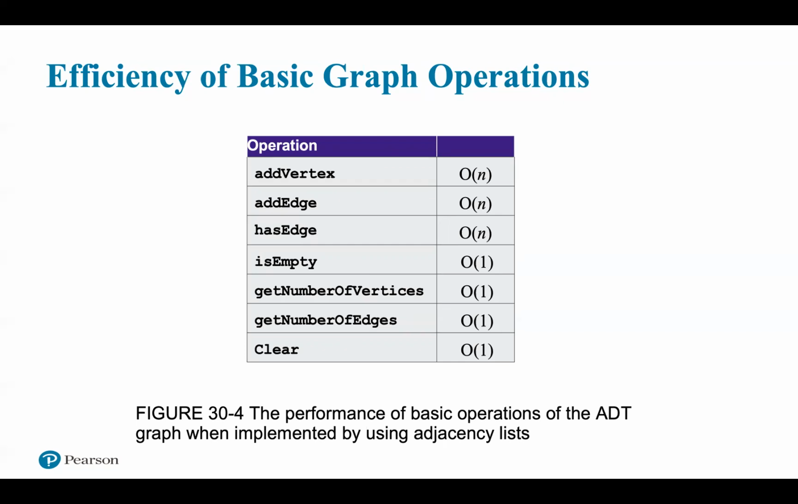As you can see, the performance of these three graph operations depends on the number of the vertices in the graph. The remaining methods in BasicGraphInterface are each O(1). Figure 30.4 summarizes these observations, and that's what we're showing here.